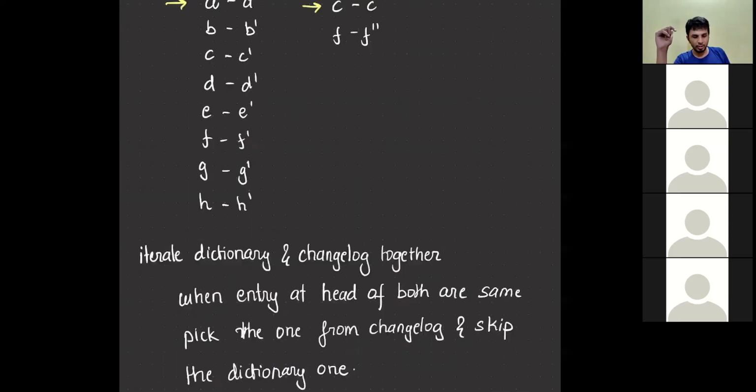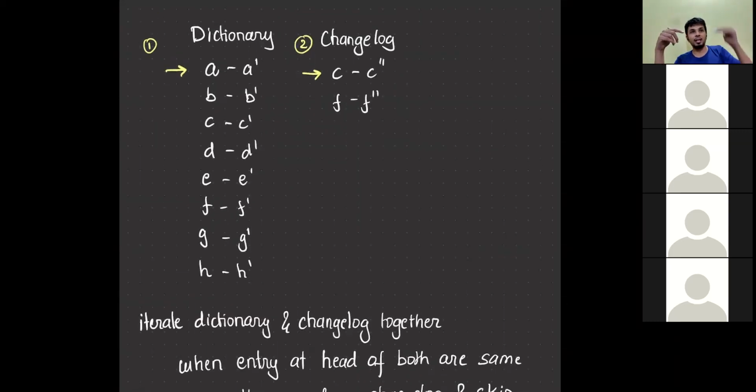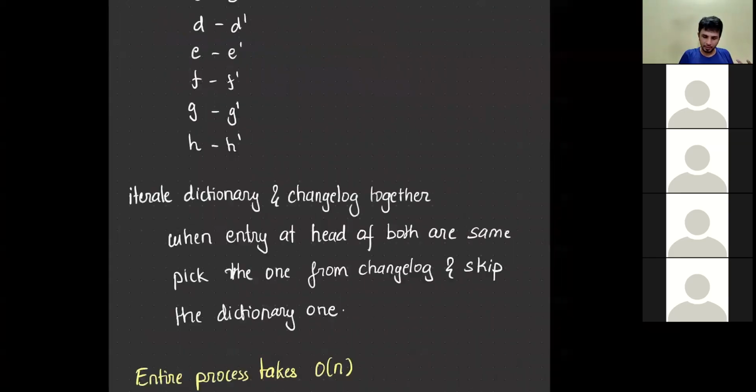The way you do it is you iterate the dictionary word by word. A and C have the pointers, C is greater than A, so I'll write A into this new file. Then B is less than C, I'll write B into the new file, and then I come to C. I see my changelog also has C. So I'll pick the entry from the changelog and write it, and then increment both the pointers. My second pointer will point to F, while my first one went to D. So D is written, E is written, then for F it would write from the changelog, and it would continue this. That's a normal merging of two sorted lists. This is how we would go for this.